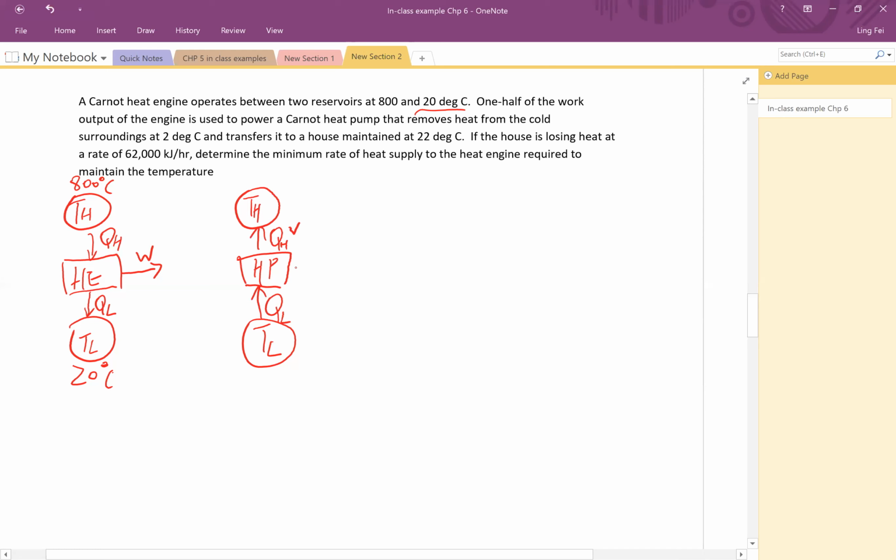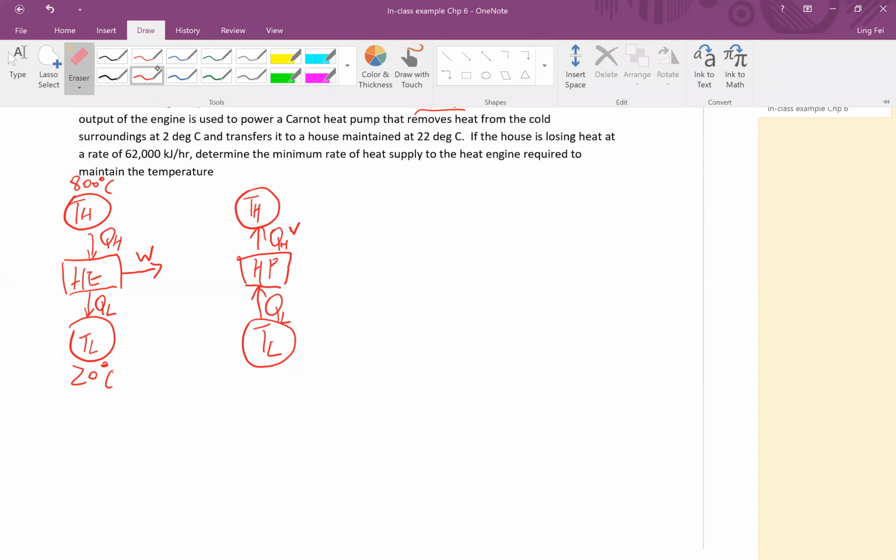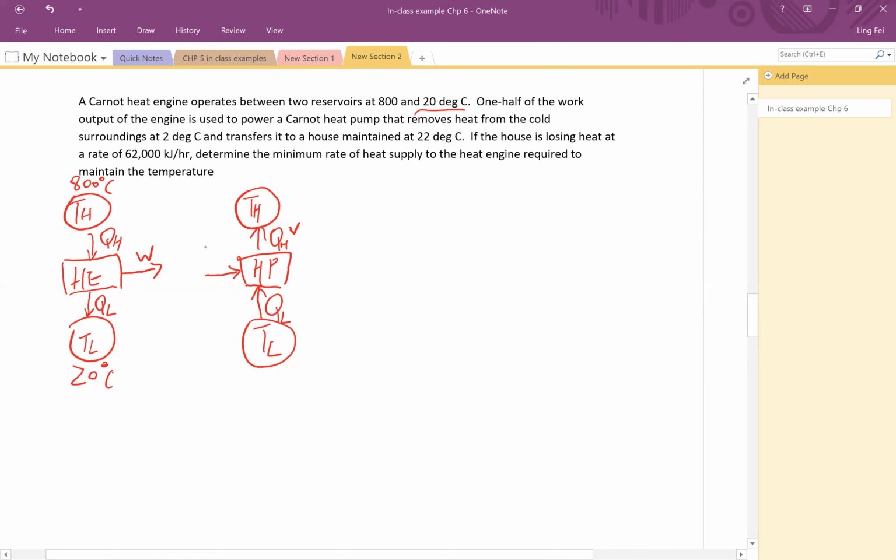This is your desired, and you have to have work input to make the pump work. So 1/2 of the work from the output from the engine. So here the input is 1/2 of this W, because it says 1/2 the work produced from the engine is used to power the heat pump. So we have a half of this W.